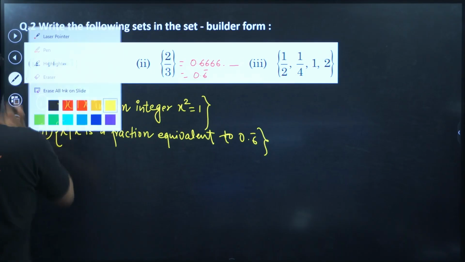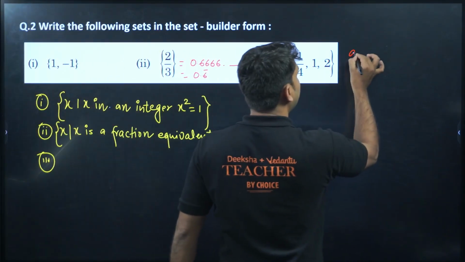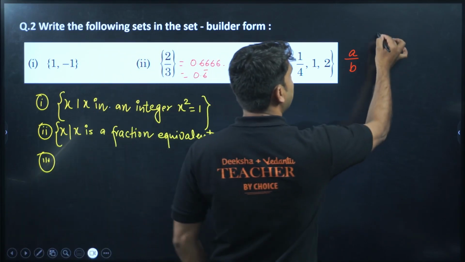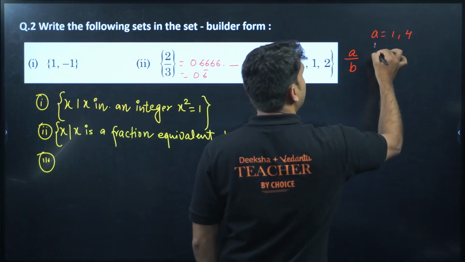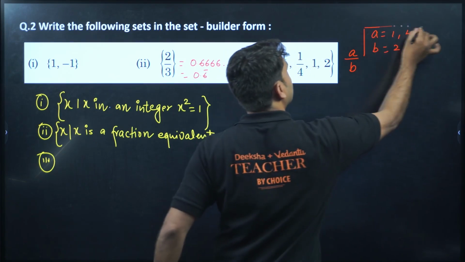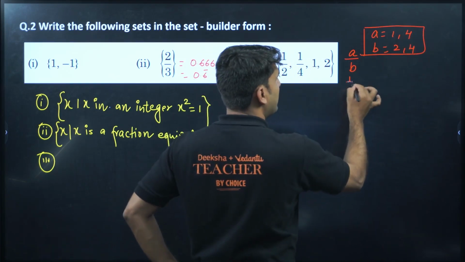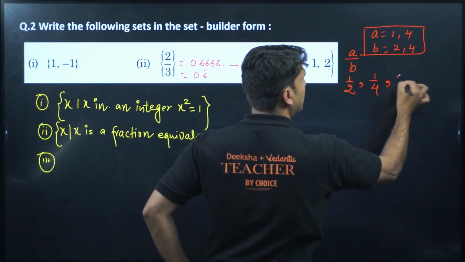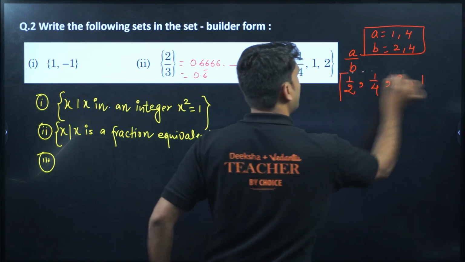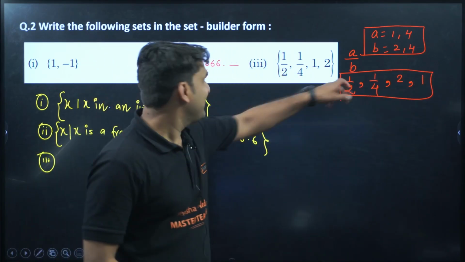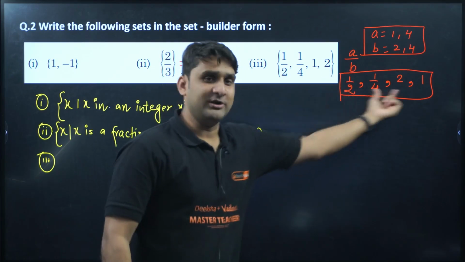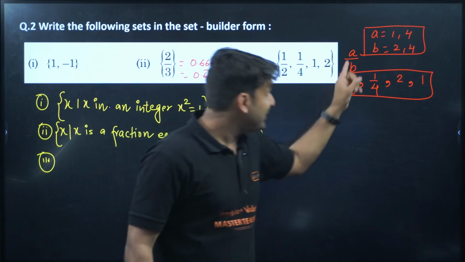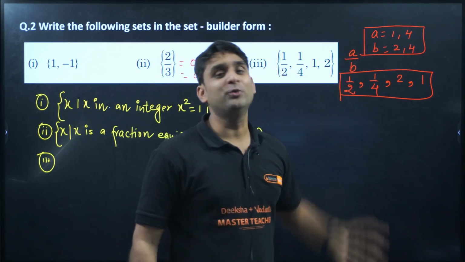So these are the fractions. For the numerator we can say A and for the denominator we can say B. Let's say I'm putting A as 1 and 4 and B as 2 and 4. Now check all the fractions. A by B: 1 by 2, 1 by 4, then 4 by 2 will be 2 and 4 by 4 will be 1. Check whether all the elements are present. 1 by 2 is there, 1 by 4 is there, 1 is there, 2. The order has changed, but both sets have the same elements. So A should be 1 and 4 and B should be 2 and 4.